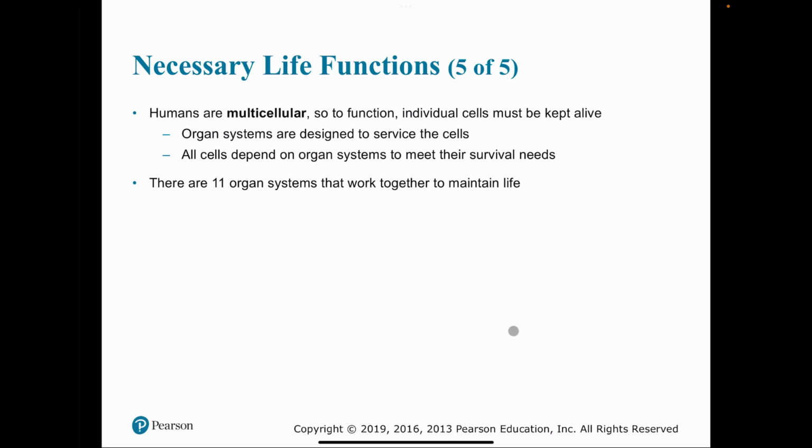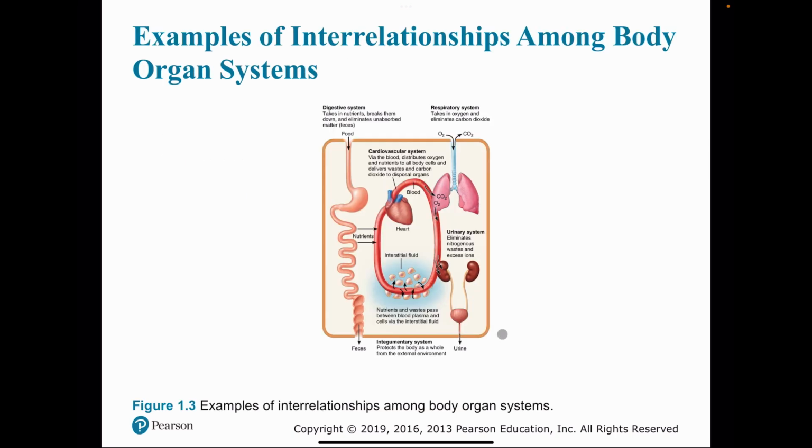Now, there are 11 different organ systems that all work together to maintain life. So while yes, we can think of these organ systems as working independently of each other, they all have their own functions, yes, but they work together to keep the organism alive. An example of the interrelationships amongst the different body systems here. This particular example is showing us how the digestive system, the cardiovascular system, the respiratory, urinary, and integumentary system all work together.